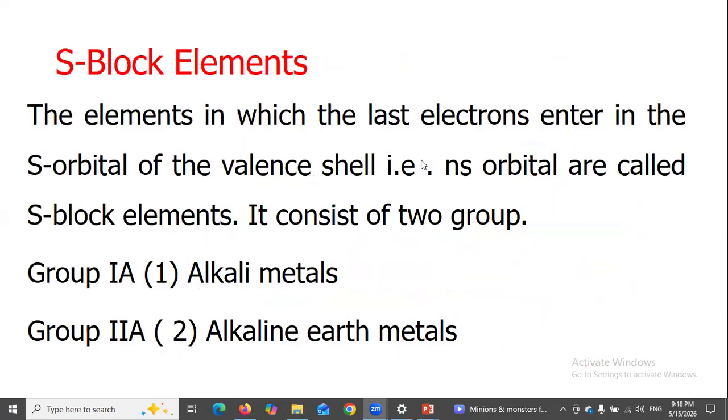S block elements: the elements in which the last electron enters the s orbital of the valence shell, that is, the ns orbital, are called s block elements. It consists of two groups, group 1A, alkali metals, and group 2A, alkaline earth metals.